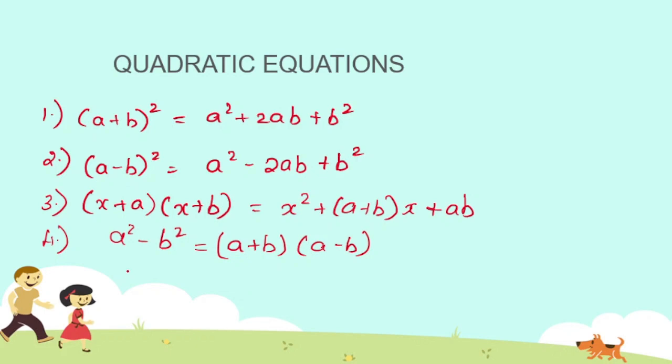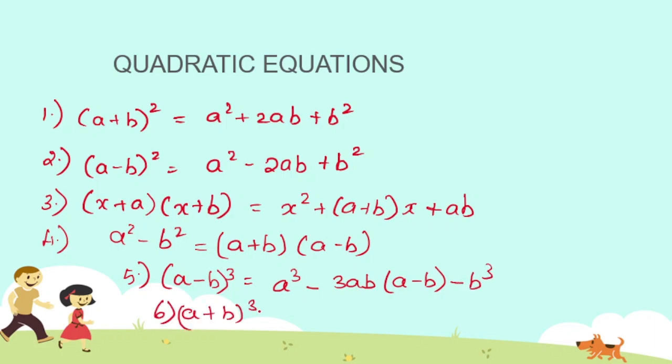Then your fifth most important formula is a minus b the whole cube. A minus b the whole cube is equal to a cube minus 3ab into (a minus b) minus b cube. Your a plus b the whole cube is equal to a cube plus 3ab into (a plus b) plus b cube. Right?